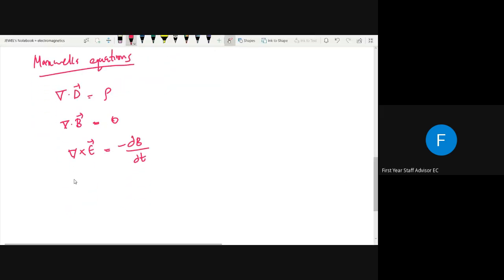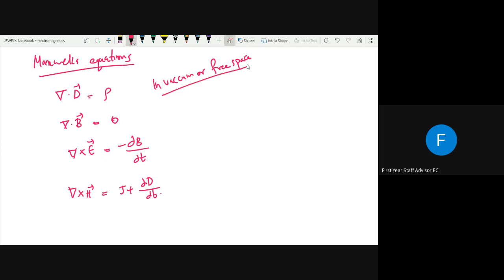Now the last equation of Maxwell, or the fourth equation, is given by del cross H is equal to J plus dou D by dou T. This is Maxwell's equation. But in vacuum or free space, what do you mean by vacuum or free space? That means there is nothing there.